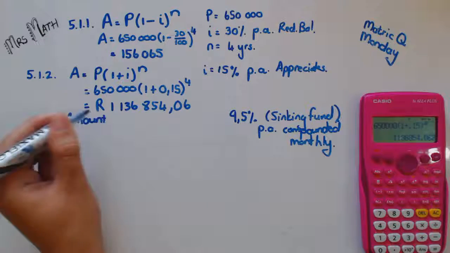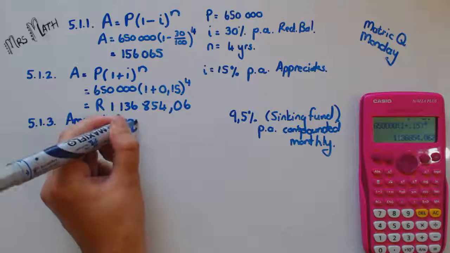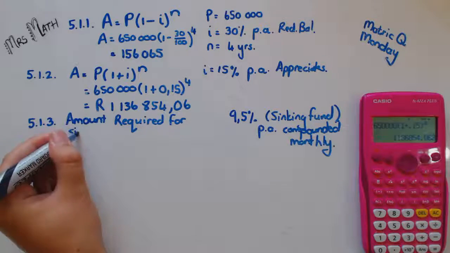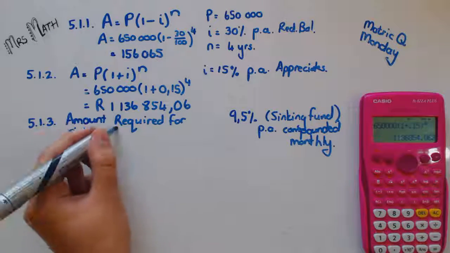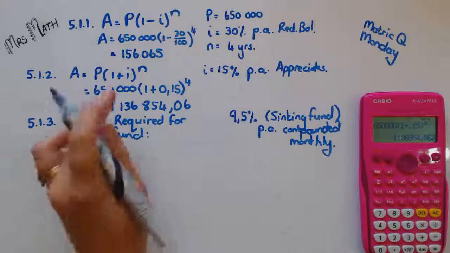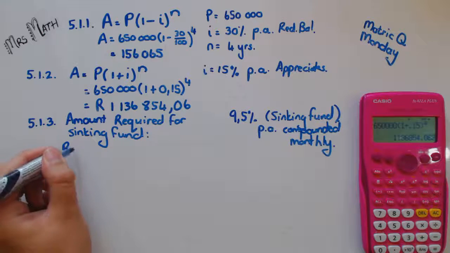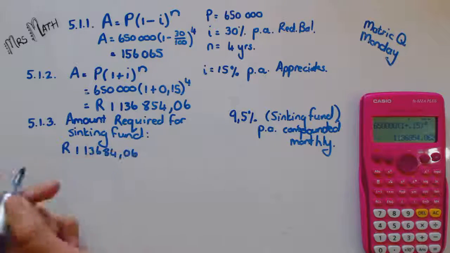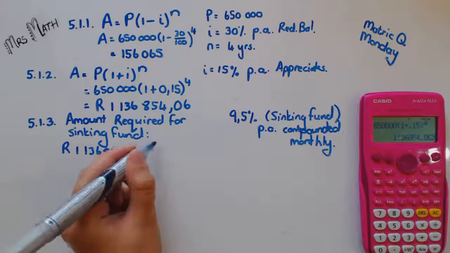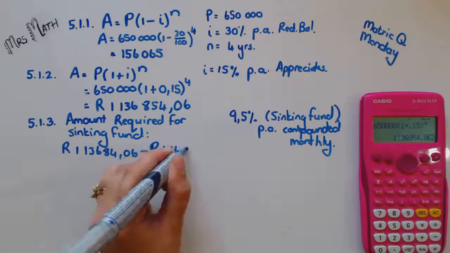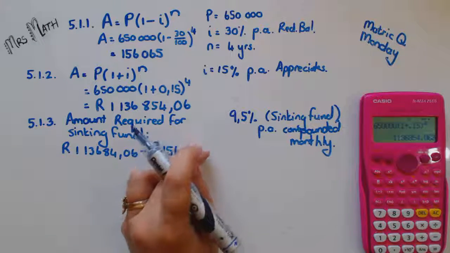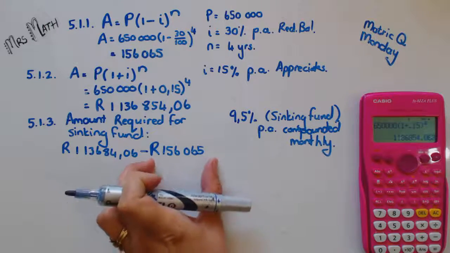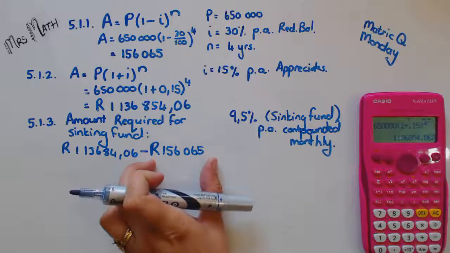The amount required for the sinking fund is basically the amount that it's going to cost, 136,854.06 in 4 years, subtracted the value of the truck that I'm going to sell. Dumisani is going to sell this truck and use this as a deposit basically.